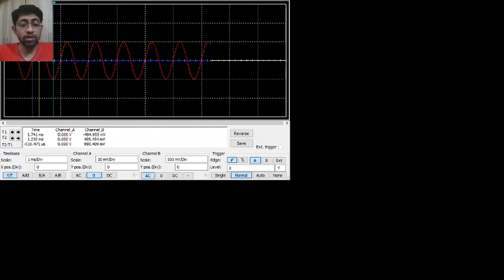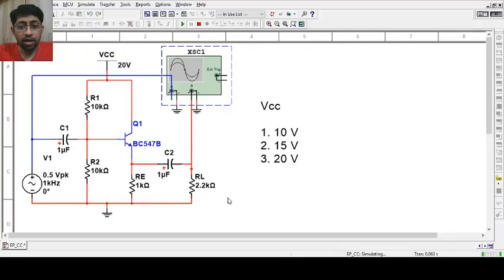So let us move back to our circuit. Here we have changed the values of VCC for the fixed value of input. Look, we have not touched anything over here. Input is fixed. We have only varied the VCC. So now let us move to table number 9.2, that is the readings.